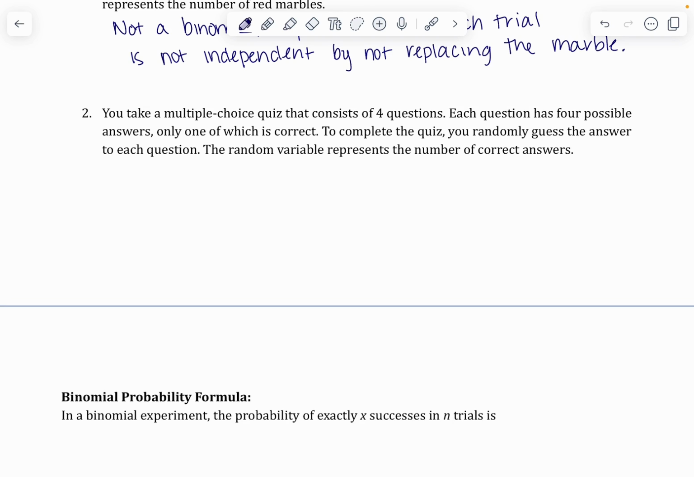So, we have a fixed number of trials because we have 4 questions. The probability of getting question 1 correct does not change the probability of getting question 2 correct. Everything is independent. There's 2 possible outcomes. You either get the question correct or not. Probability of success is the same for each trial, 1 out of 4. And our random variable x represents the number of successful trials. So we've met all 4 of our criteria. So yes, it is binomial.